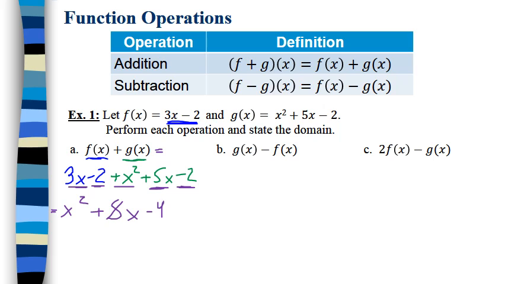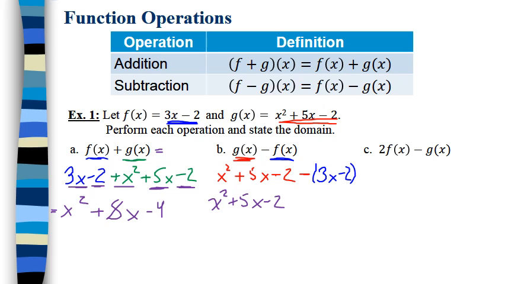So here we're going to take g of x first, so x squared plus 5x minus 2, and then we're going to subtract f of x. Now since we're subtracting the entire quantity of f of x, we're going to put that in parentheses because we need to subtract each term separately. So when we rewrite this, we have x squared plus 5x minus 2, now minus 3x, and minus a negative 2 is plus 2.